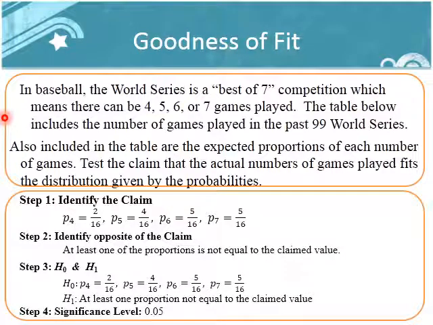So the null hypothesis, again, will come from the one that has all equality in it. And then the alternative hypothesis will be the one that does not have equality. And just as before, we'll use a 0.05 significance level.